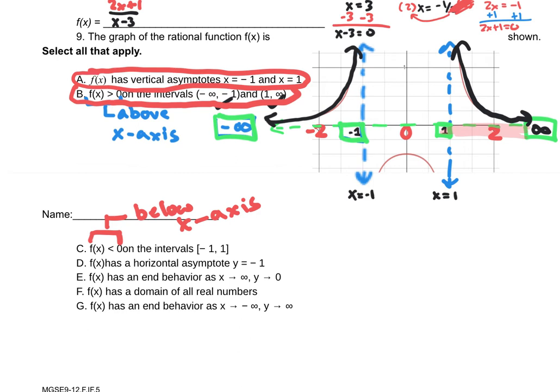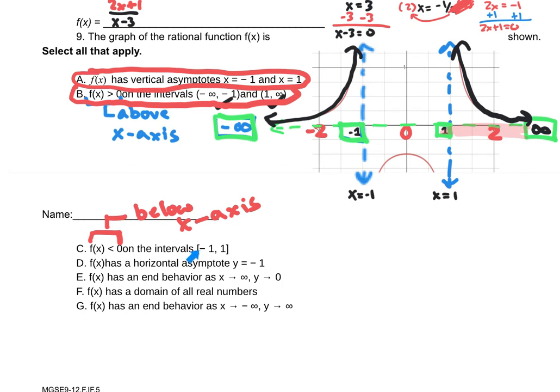All right, so now I'm going to go ahead and show you a trick though. And look, from -1 to 1, if y'all look on the graph right here, -1 to 1, does it look like it's below the x-axis? Yes, it does, so it looks true. But this bracket means included.